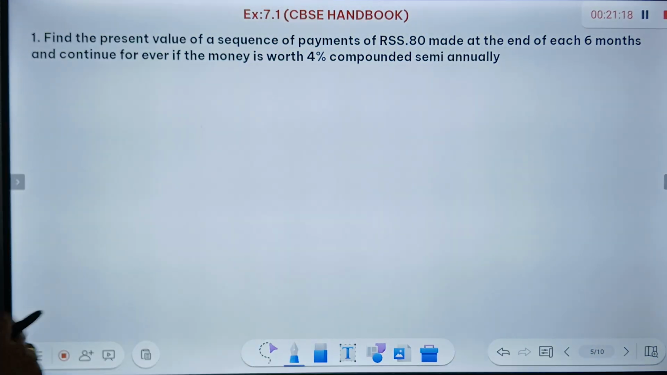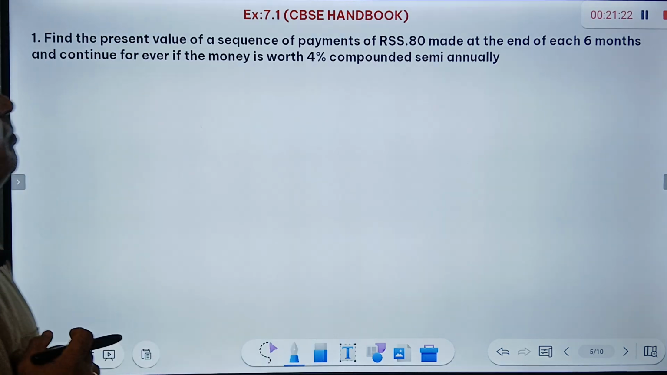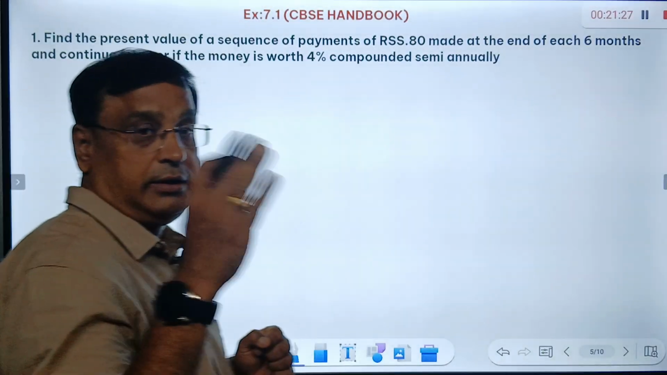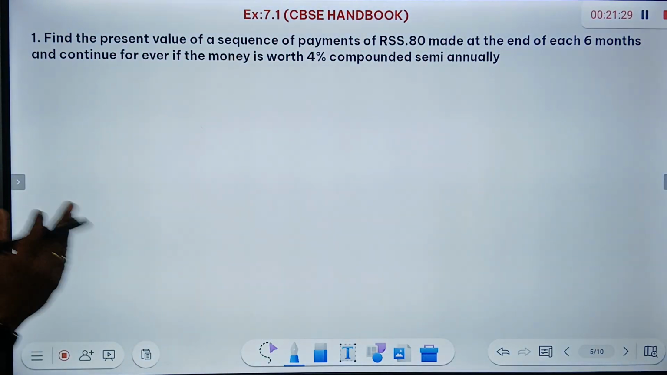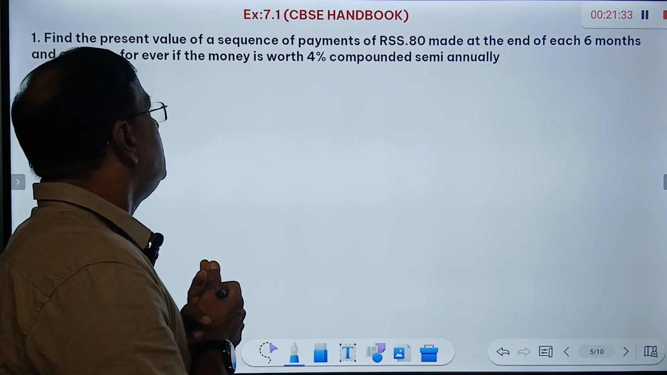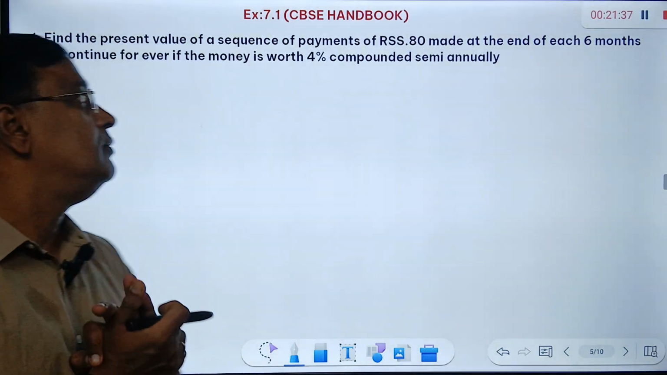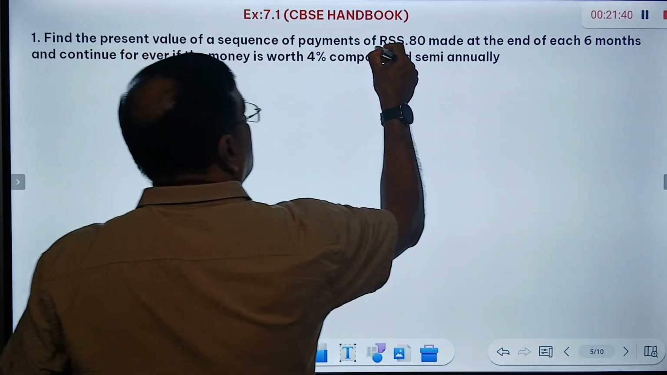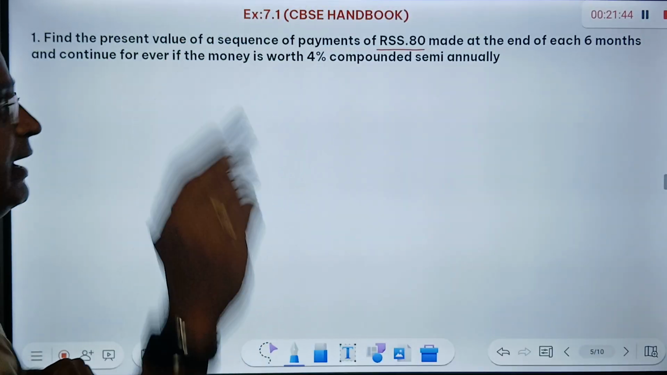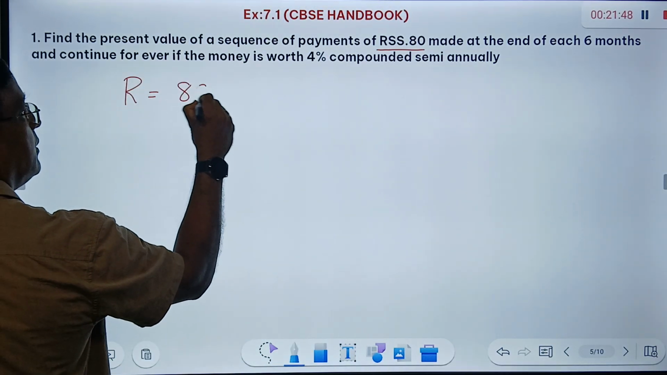Now that you understood the formula, let's go to exercise 7.1 and try to solve some problems. Okay. Now what is the question? Find the present value of sequence of payment of rupees 80 made at the end of each 6 months. Here the period is after every 6 months, not annually. And continue forever if the money is worth 4% compounded semi-annually. So rupees 80 is made at the end, so it's a first type annuity. So my R is 80.